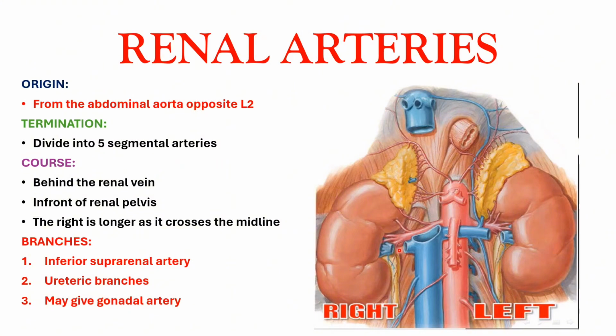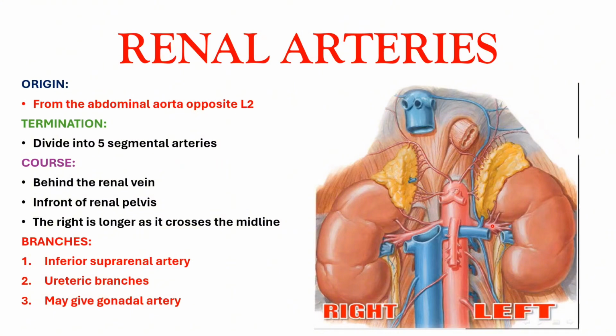Again, for the renal arteries, we look at the origin, the termination, the course, then the branches. For the origin, we said it originates from the abdominal aorta opposite L2, the L2 lumbar vertebra. It terminates as 5 segmental arteries, and we said the kidney has 5 segments, unlike the liver that has 8 segments. This is the left renal artery, this is the right renal artery.